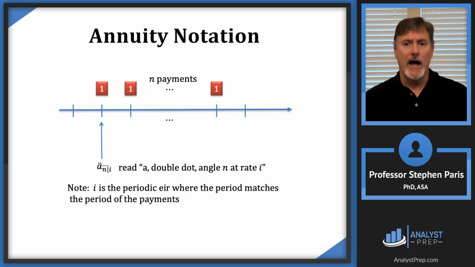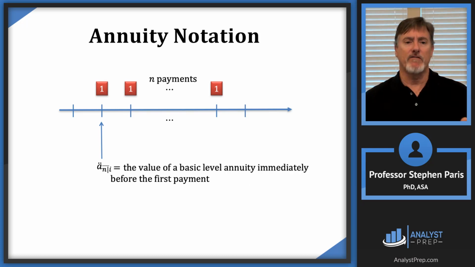Okay, so now how could I describe this a double dot angle n at rate i? It would be the value of a basic level annuity immediately before the first payment. Well, with that valuation date as it is, if I think of that as the start date, then the first period would extend as shown. So the first payment would be at the beginning of the first period, the second payment at the beginning of the second period, and so forth.